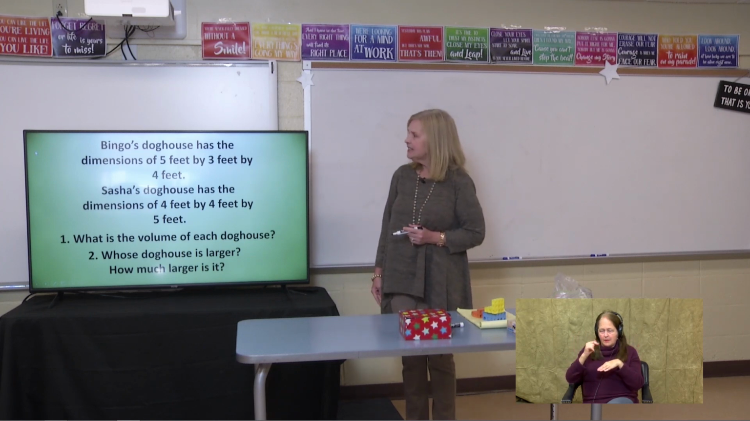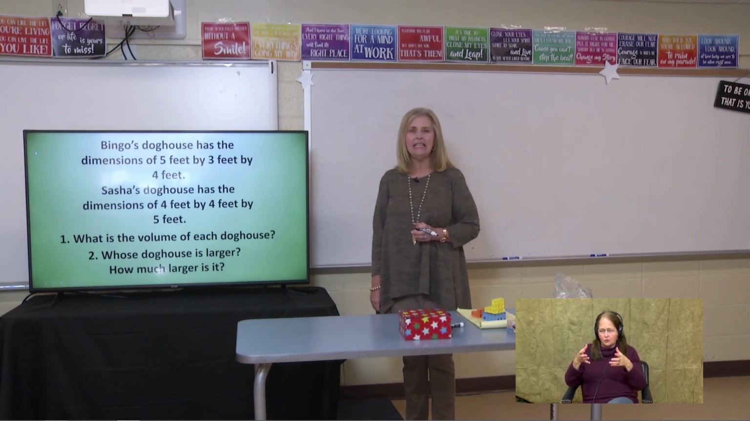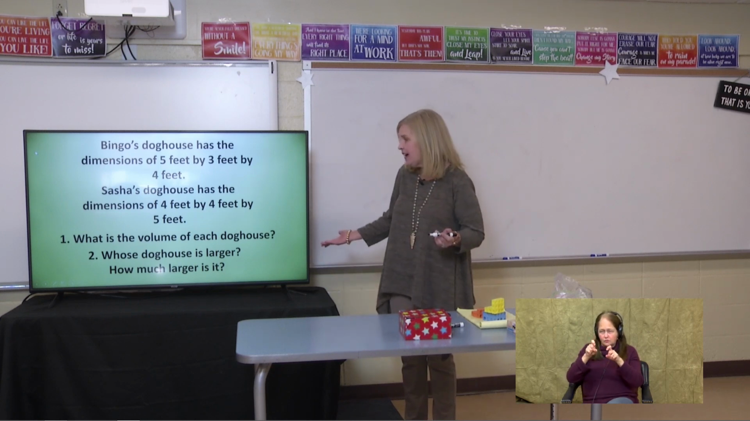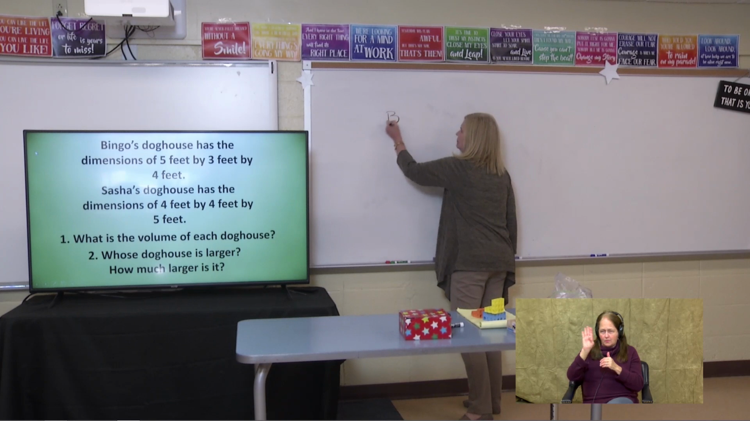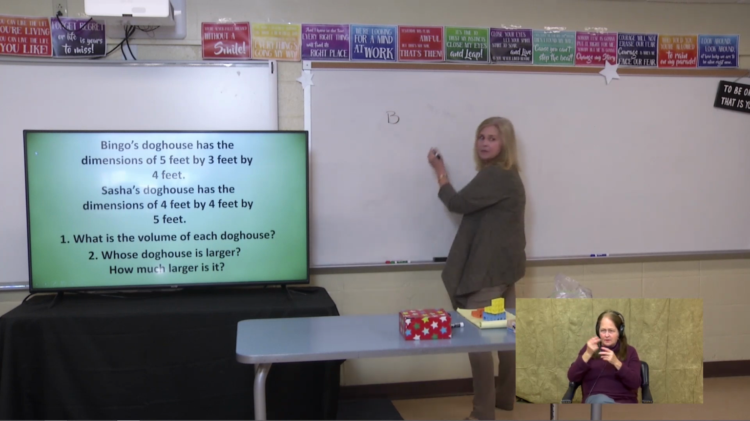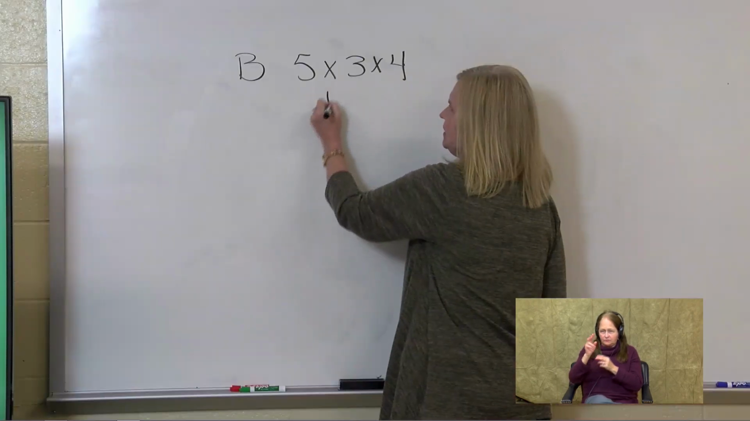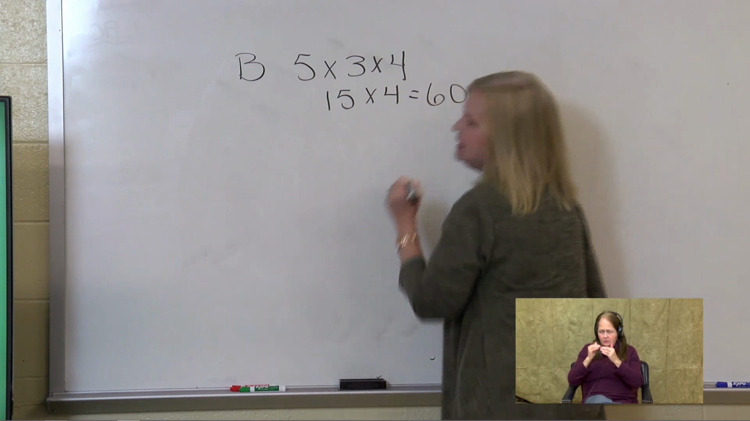Bingo's doghouse has the dimensions of 5 feet by 3 feet by 4 feet. Sasha's doghouse has the dimensions of 4 feet by 4 feet by 5 feet. What is the volume of each doghouse? In other words, how much can each doghouse hold? Okay, so first we've got to find out the volume of each doghouse. So for Bingo's, and we're going to label it B, it's 5 times 3 times 4.